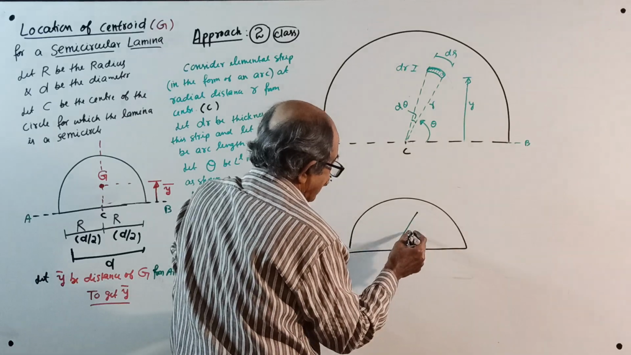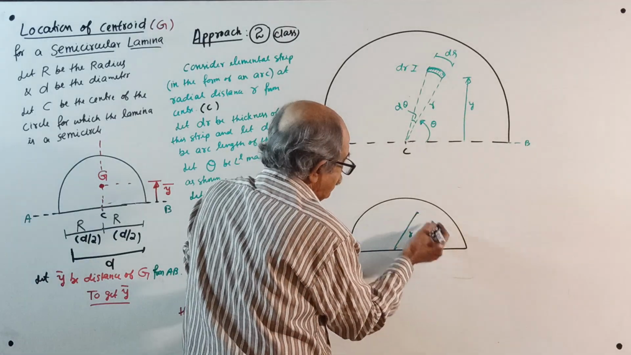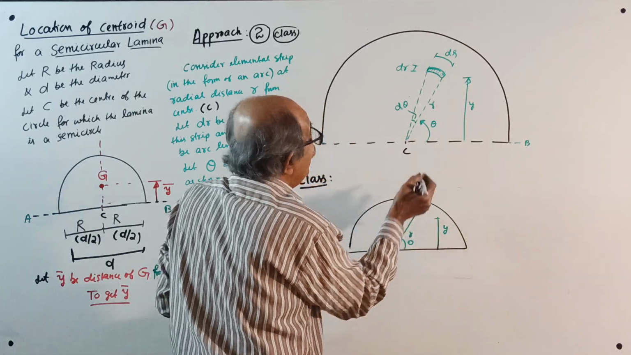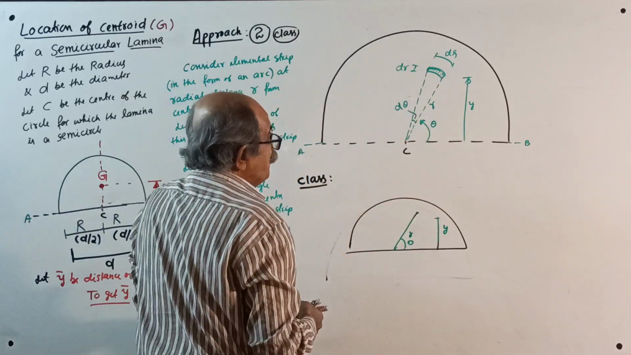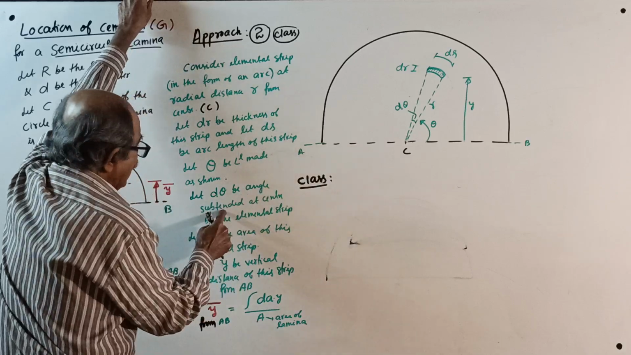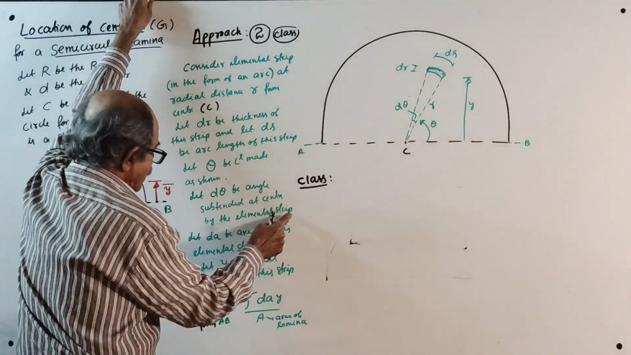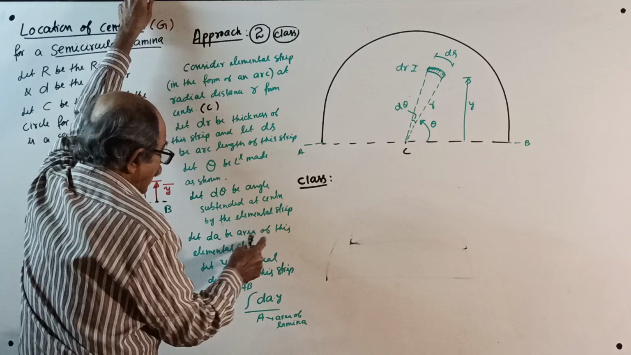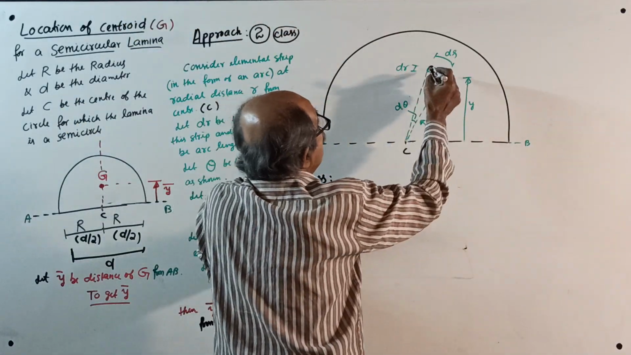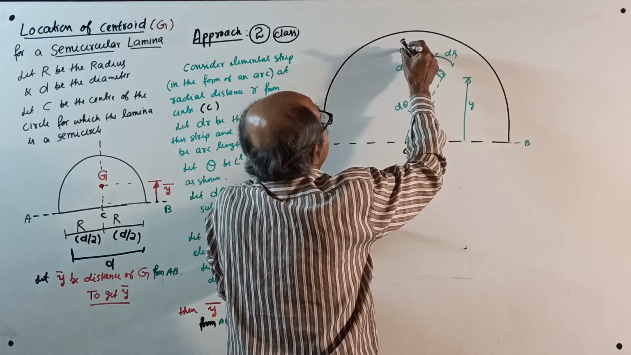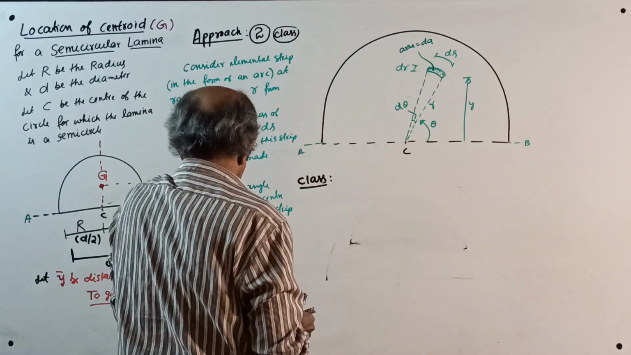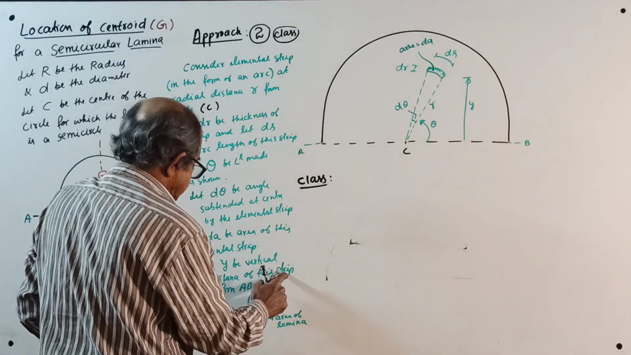This is the radial length r from the center. This is a small strip. This is y, this is theta. Don't worry, you require y over here. So, lastly, let d theta be the angle subtended at the center by the elemental strip. Let dA be the area of the strip. For the strip, area is dA. Let y be the vertical distance of the strip from AB.